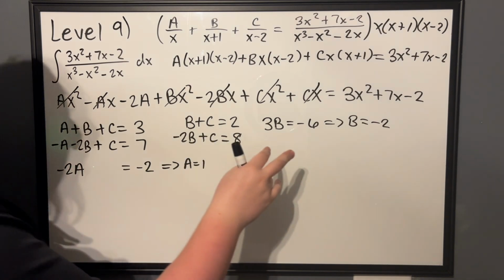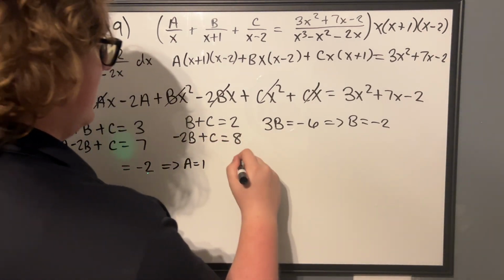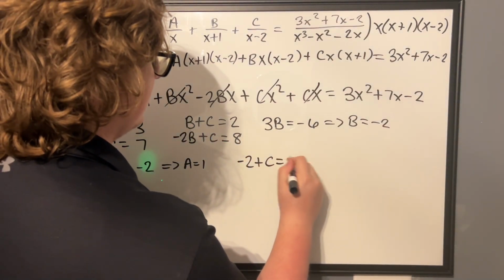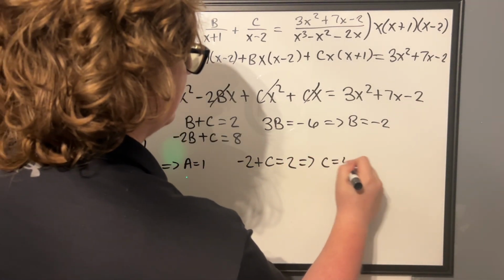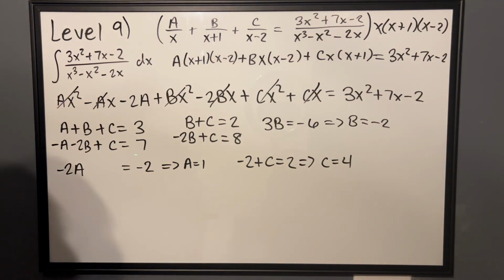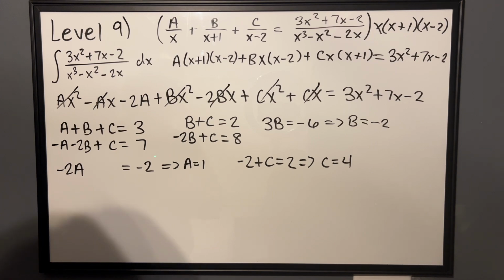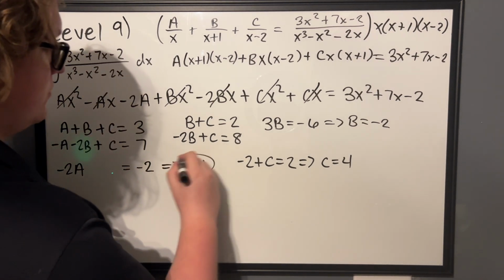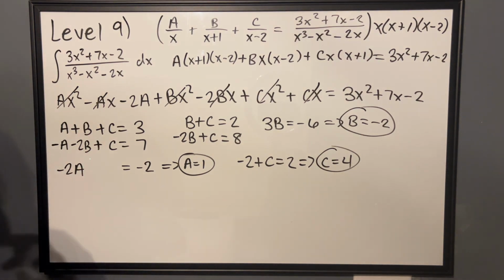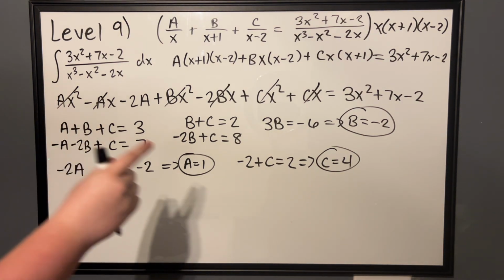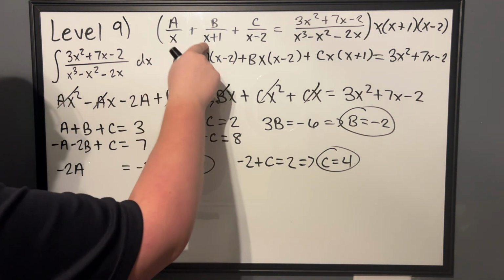And now if b is equal to negative 2, then we have negative 2 plus c is equal to 2 from this equation, which implies that c is equal to 4. Okay, so we've done all of this work, and we figured out that a was 1, b is negative 2, and c is 4.